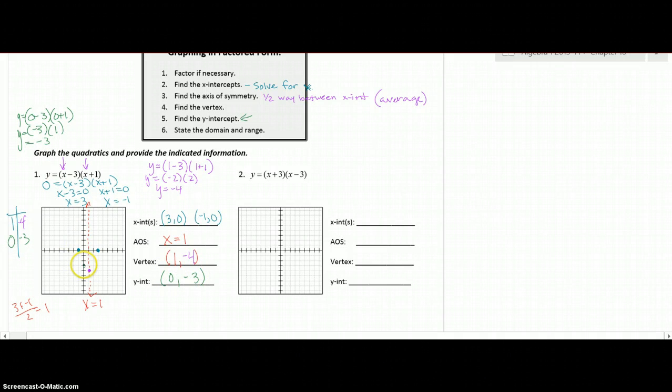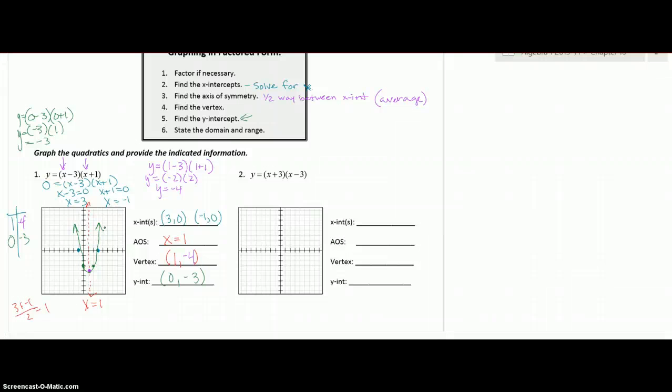Plot that on our coordinate plane here, and because that red line is an axis of symmetry, we can reflect that point over to get another point on the other side, so that when we connect the dots, we have a really smooth curve for our parabola. Step 6 says to state the domain and range, and we will do that in class tomorrow.